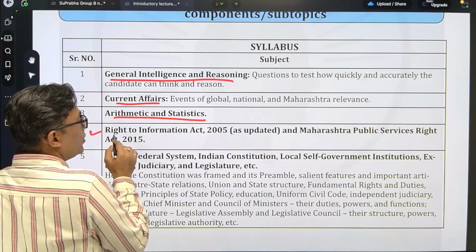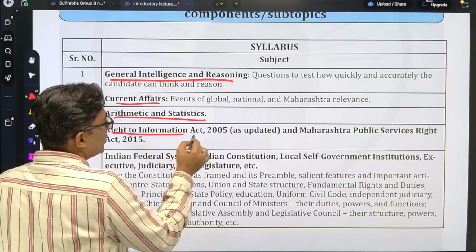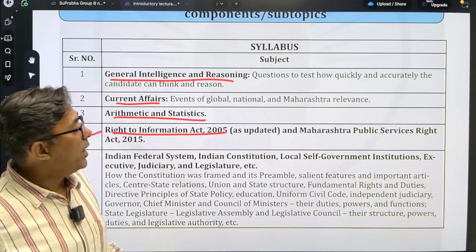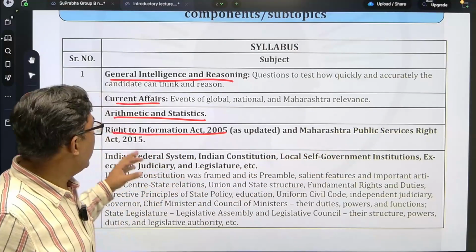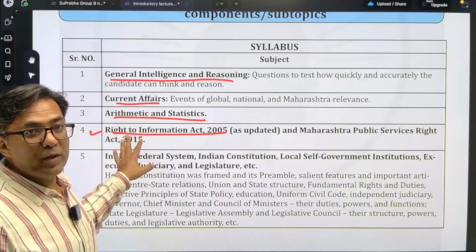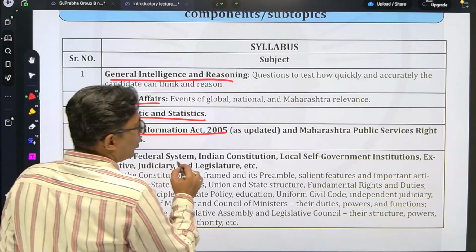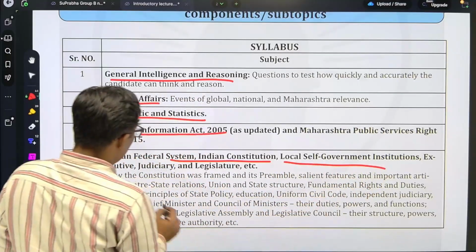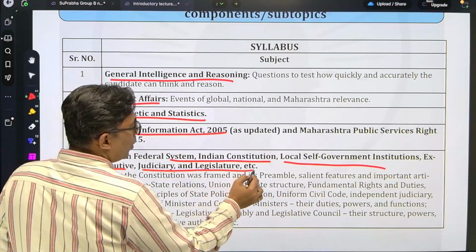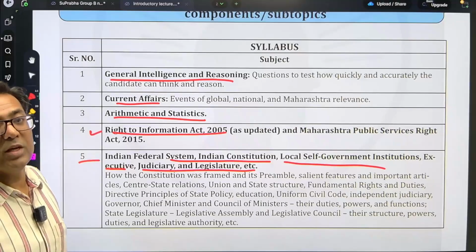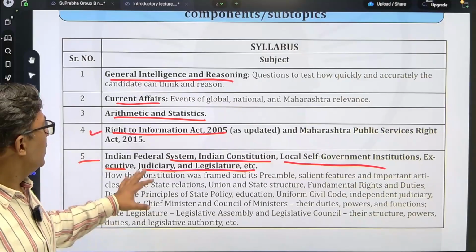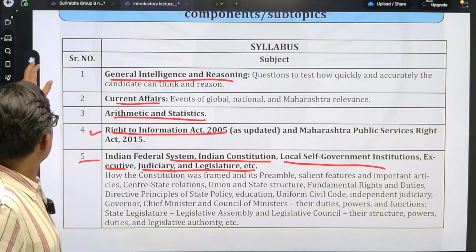Now over here you have these two acts which you have to deal with separately in mains, the Right to Information Act and the Maharashtra Public Services Right Act 2015. Questions will be asked on these two acts. Then the fifth one is all about polity. What we have dealt with in prelims, a little bit in an exhaustive manner. It's the fifth topic, polity.